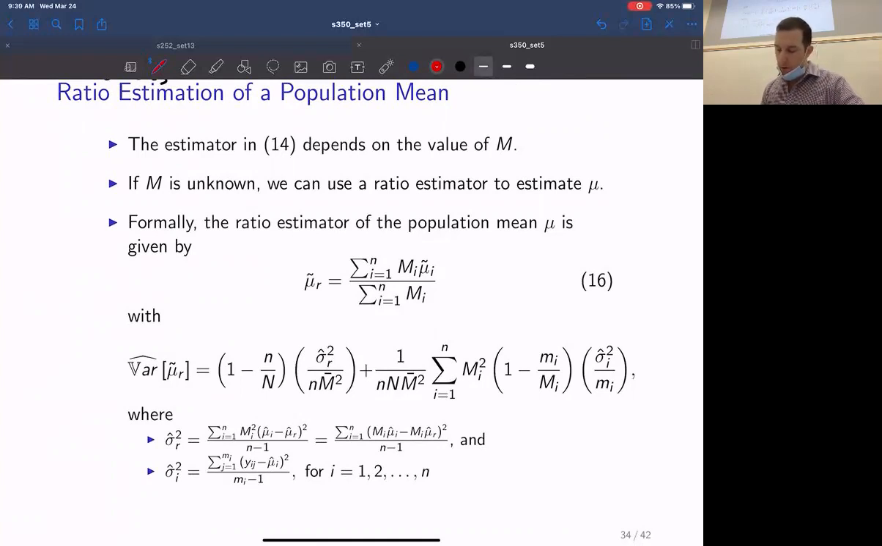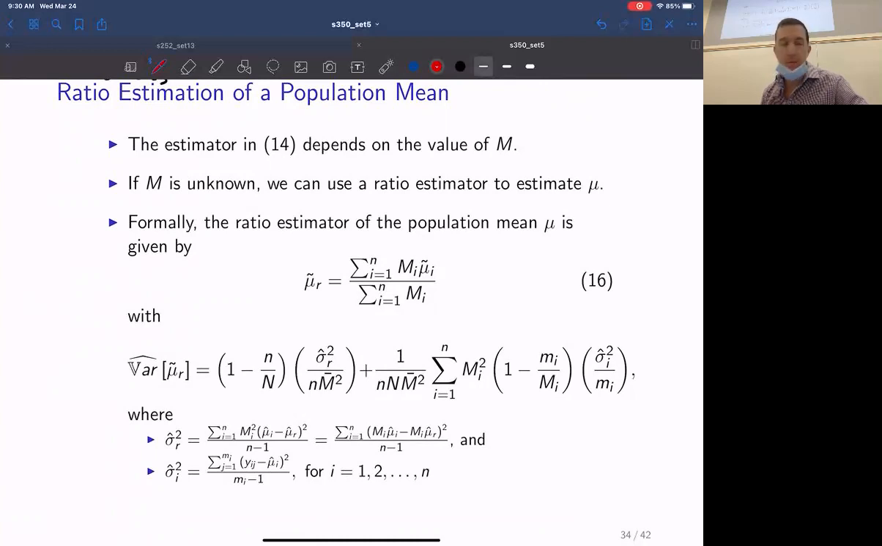Again, we have our variance term shown below. You can see that the variance for the second term is effectively identical to the variance for the first term. We have the FPC for the number of clusters, 1 minus little n over capital N, multiplied by sigma squared r, which is basically the sum of the squared differences between each of the clusters, plus 1 minus little n over capital N times M bar squared, multiplied by the sum of M_i squared times an FPC within each cluster, multiplied by sigma squared i over m_i, where sigma squared i is an estimator of the variance within each of the clusters. So there's not much of a difference here.